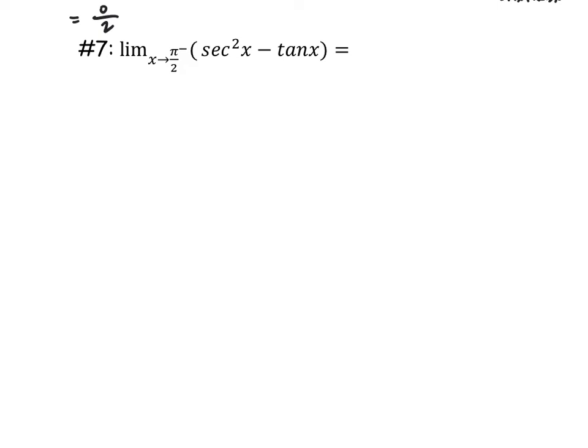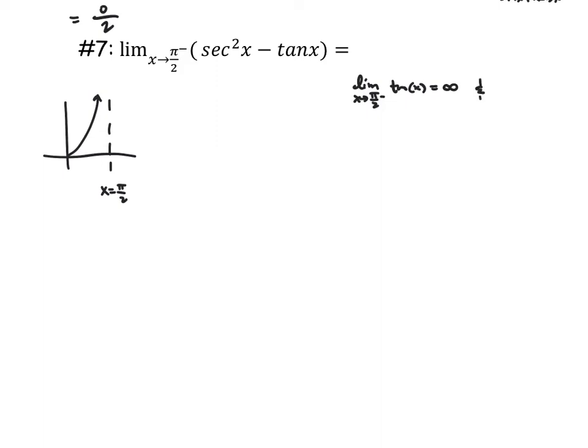Limit as x approaches pi over 2 from the left of secant squared x minus tangent x. Let's look at both of those functions and determine what's going on there. So I know that tangent has a vertical asymptote at pi over 2. And the function approaches infinity as it approaches pi over 2 from the left. Therefore, the limit as x approaches pi over 2 from the left of tangent x equals positive infinity.